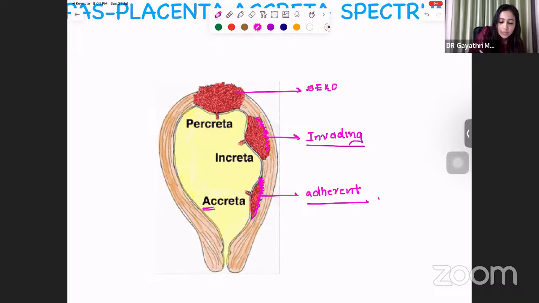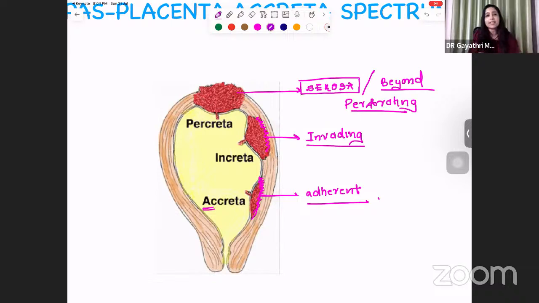Again, this was previously asked. So remember that even if it is just touching the serosa, it is percreta, which is involving the serosa or even beyond. That is, it is perforating the myometrium. Everything is given in the first letter itself: A for A, accreta is adherent, increta is invading, and percreta is perforating.